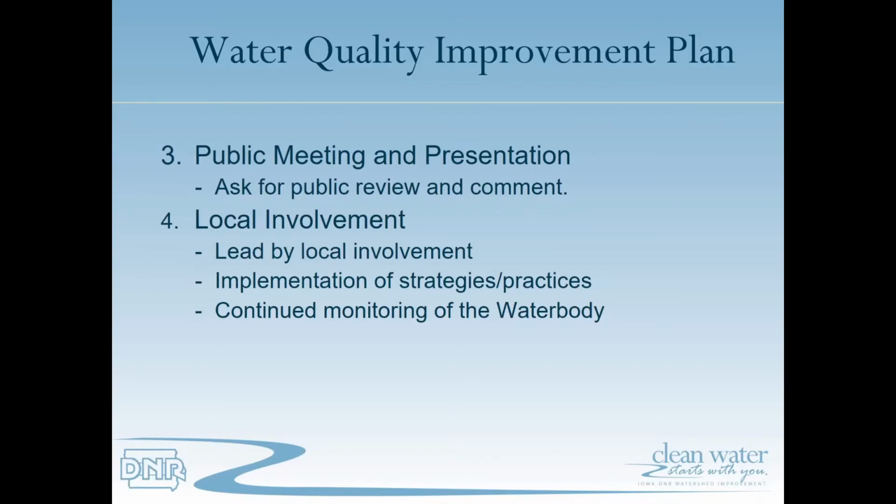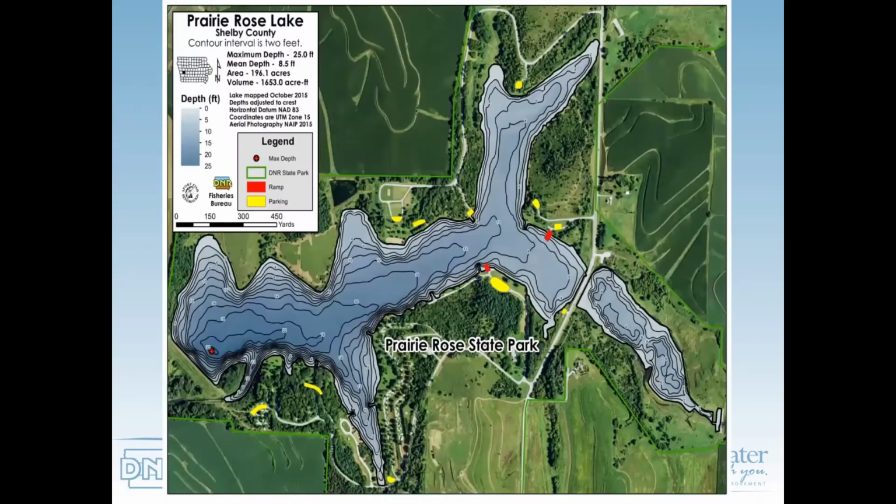We are today at step 3 with a public meeting and presentation. We will ask for public review and comments, not only of this presentation, but also the main document that describes the water quality improvement plan for Prairie Rose Lake. After that, we will hand this off to locally involved parties to see if they can take that next step to implement strategies and practices that may improve water quality. And then of course, we'll have to continue monitoring the lake to see if our expectations are met. So first up, we'll have a map of just Prairie Rose Lake.